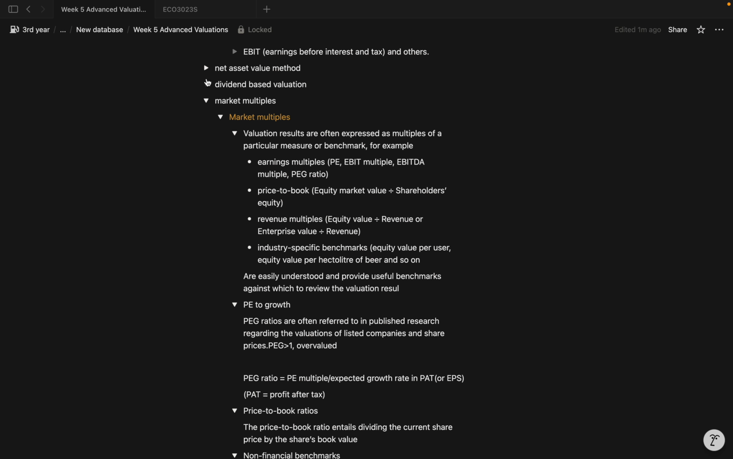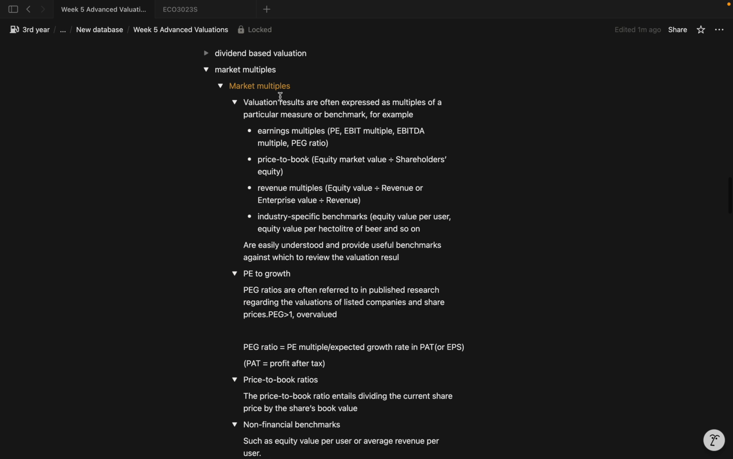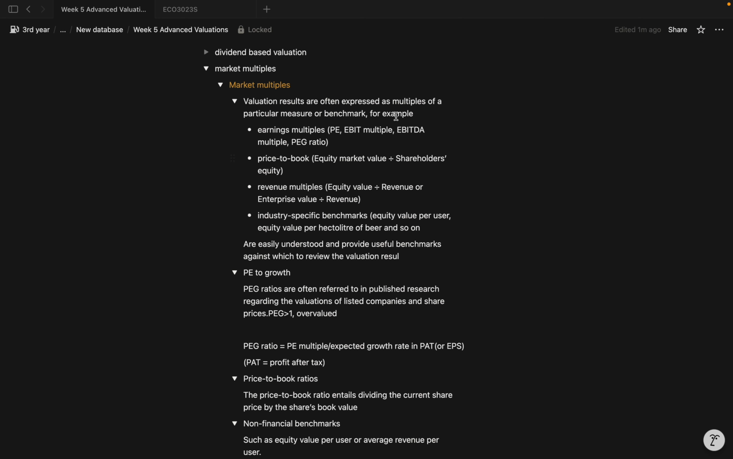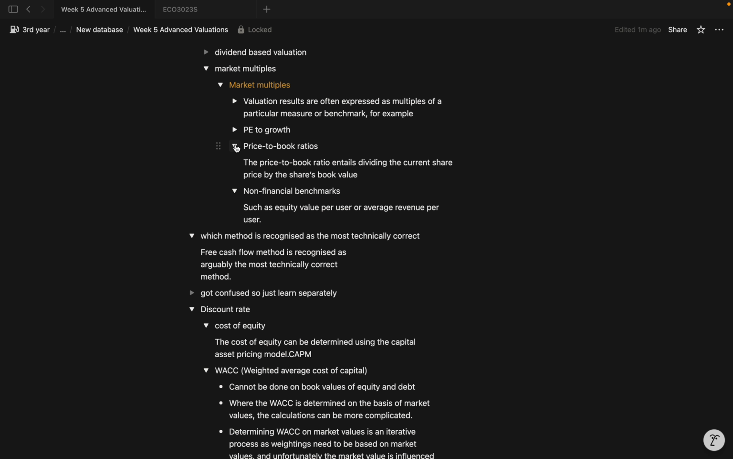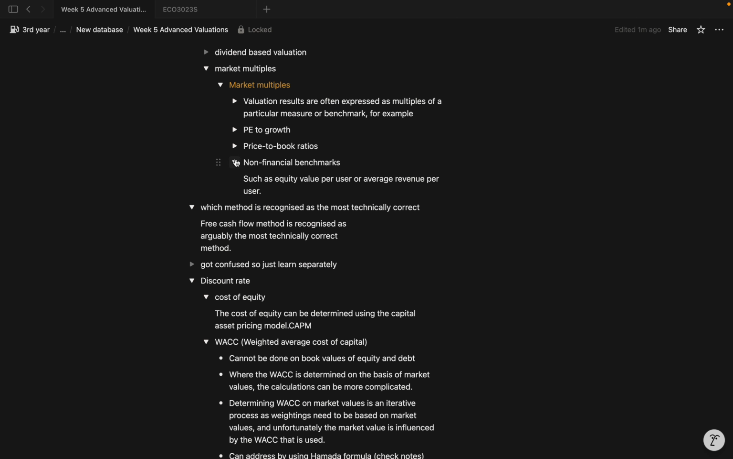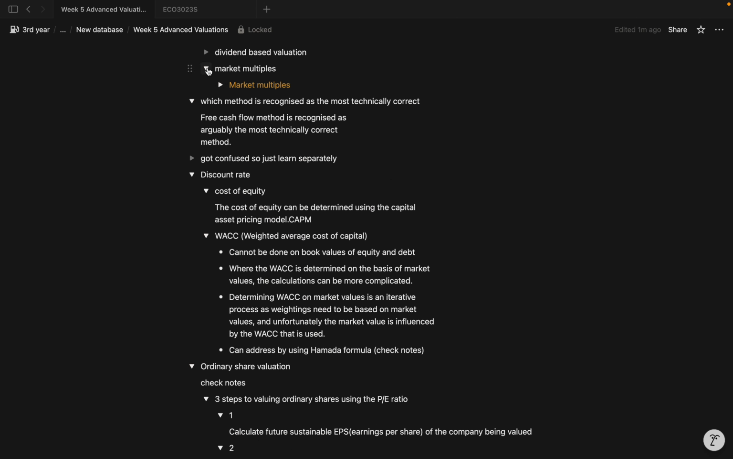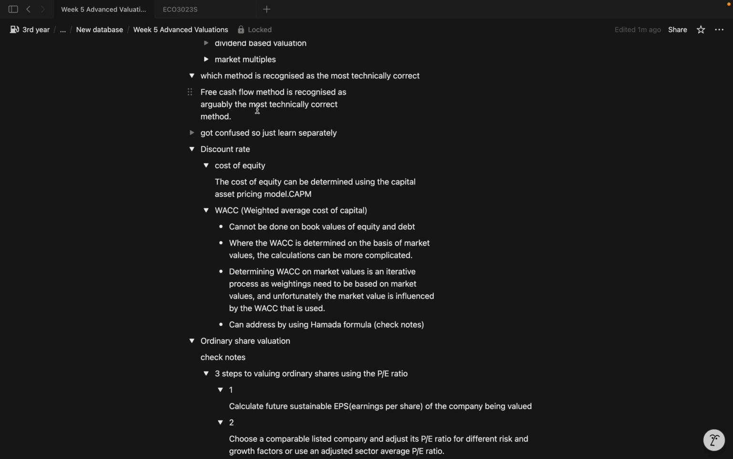Okay, dividend-based valuations. I didn't put any notes there. Market multiples. I'll be honest with you, I have not seen any questions on this. So you can go through the notes on that if you want. I'm not going to. In general, free cash flow is recognized as arguably the most technically correct method, and that's why most of the questions we get will be on the free cash flow, if not all of them.